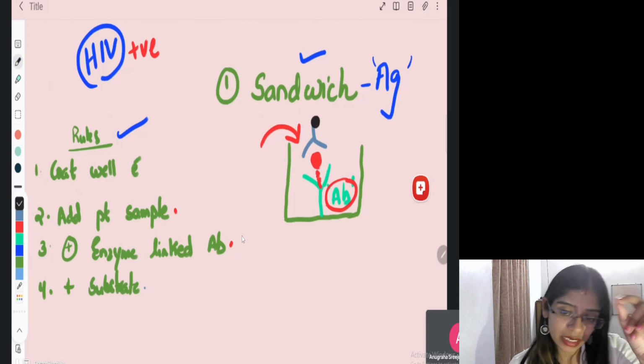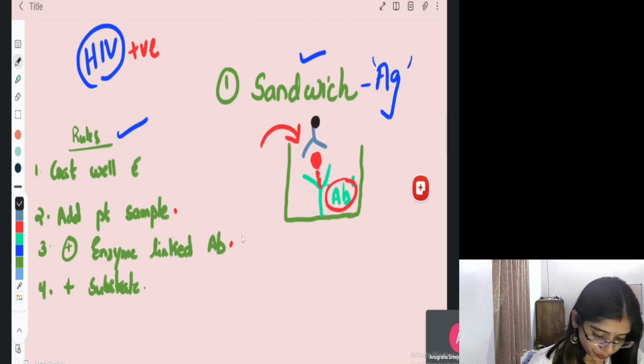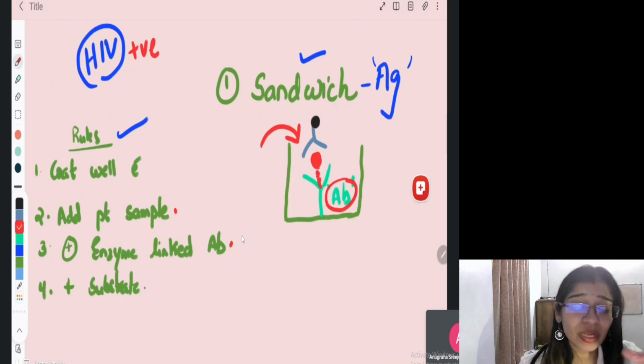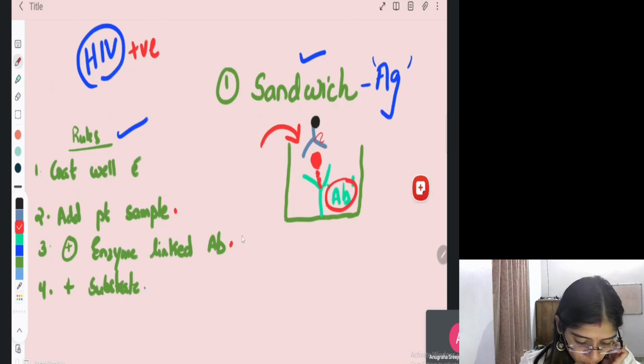The black dot that I have drawn is the enzyme. So in my lab, I have synthesized enzyme linked antibody. So I am adding it onto the well. This much clear? Okay. Now, see, I told you this antibody also likes our HIV antigen. Whenever you place antigen and antibody together, they'll form bonds. So this antibody will also form the bond with this antigen.